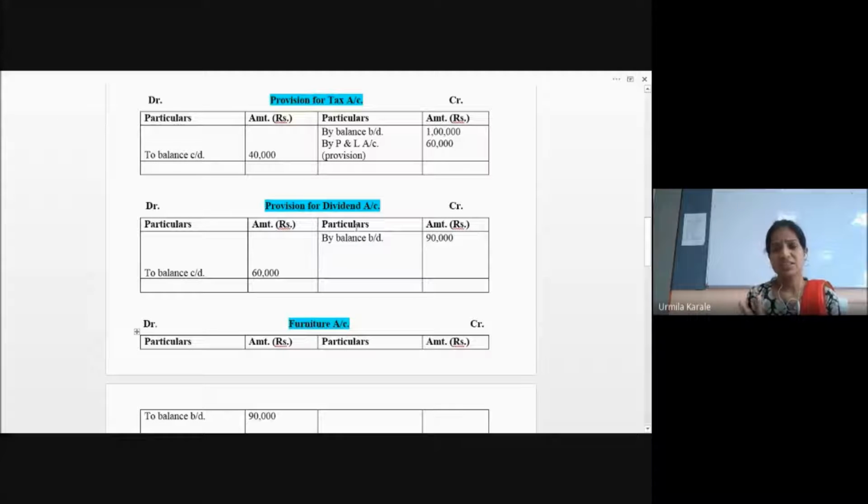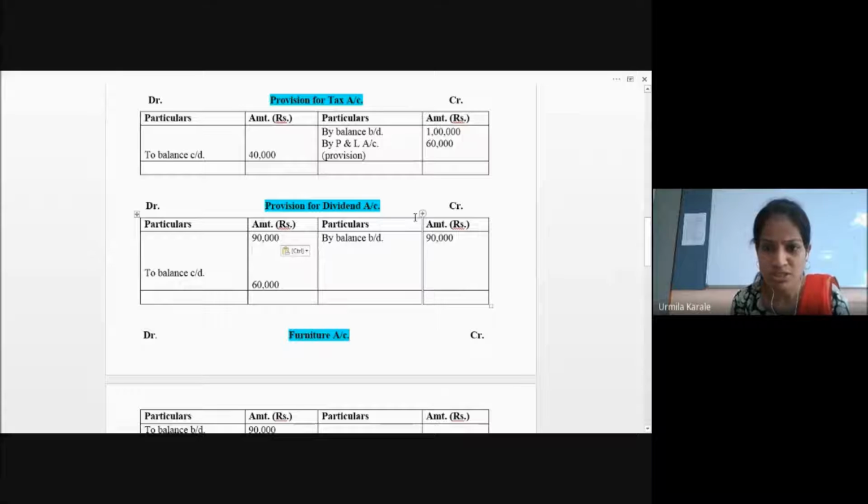See, one thing that I have given you in notes: if provision for dividend account has any opening balance, it is to be paid immediately in cash. So it already has opening balance. So this needs to be paid first. Okay. So I'm showing it to this side. So provision created, provision utilized. So what I'm doing is I'm just showing this payment. So what is this? Dividend paid.